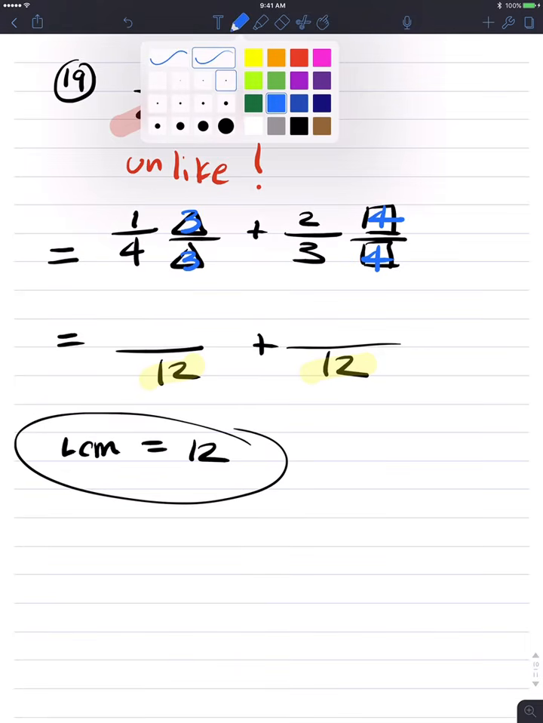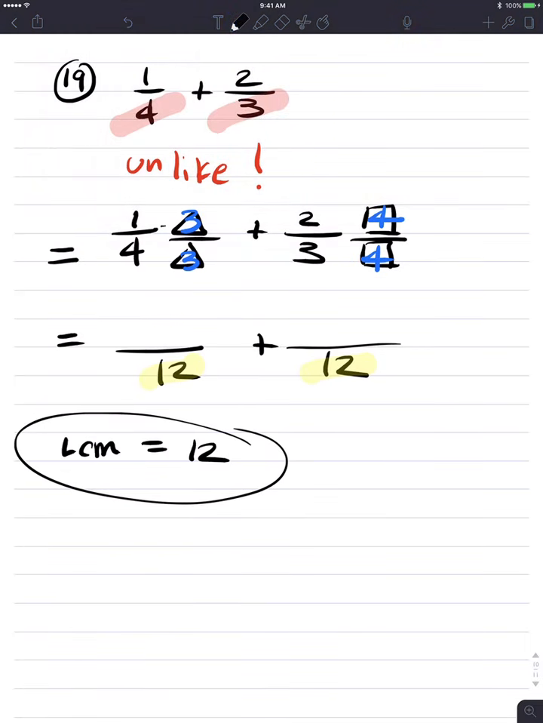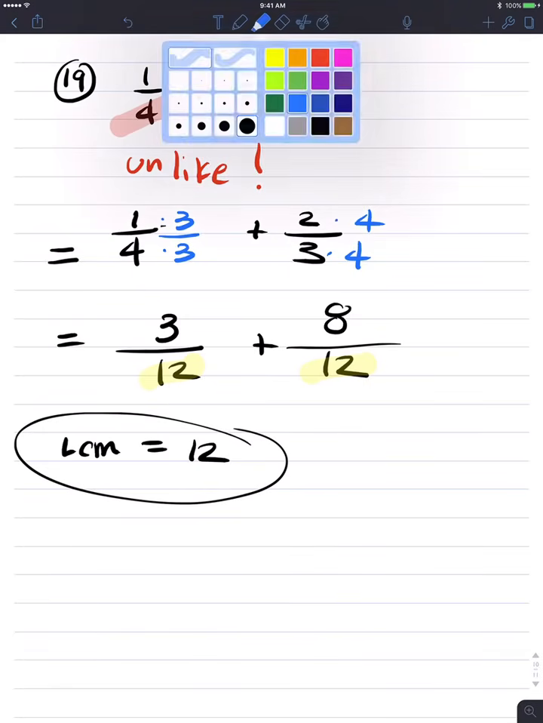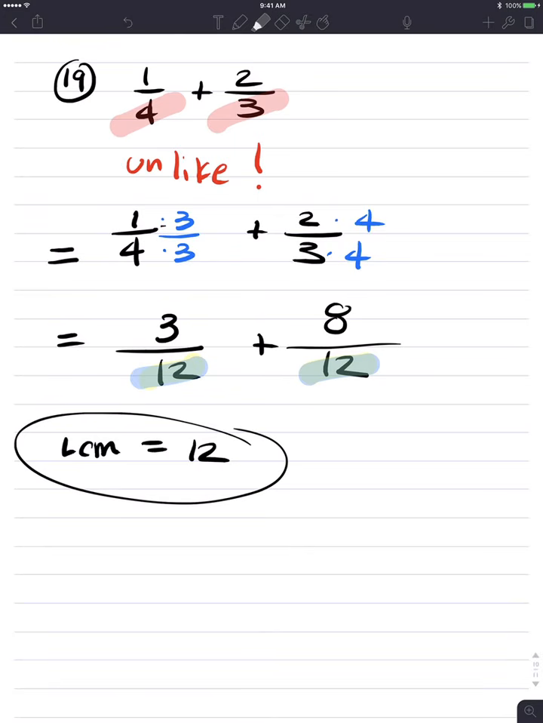So when I perform my arithmetic now, 1 times 3 is 3 for the first fraction, and 2 times 4 is 8 for the second fraction. So let's be clear here. A 3 gets multiplied to the top and the bottom. A 4 gets multiplied to the top and the bottom. Also that we can obtain a denominator in both cases of 12. That is the LCM of 4 and 3.